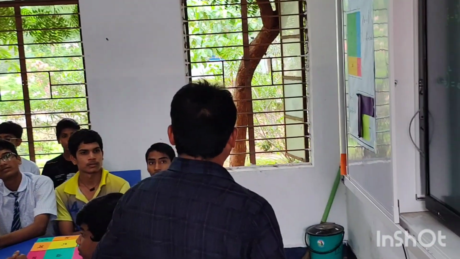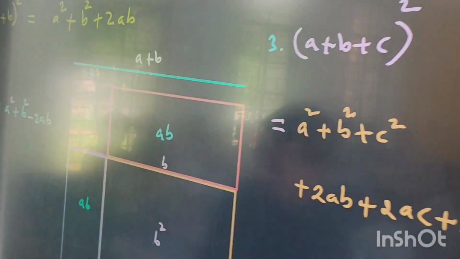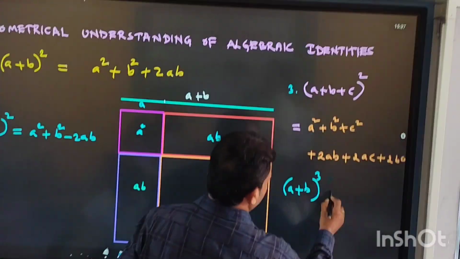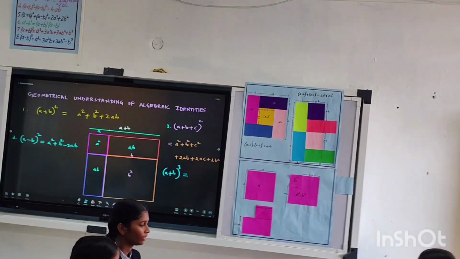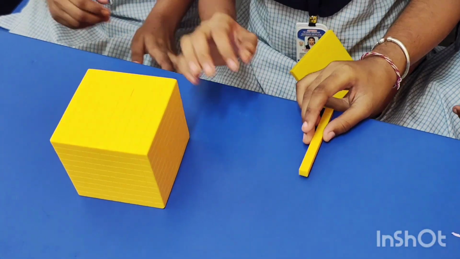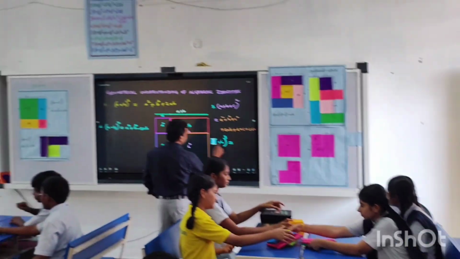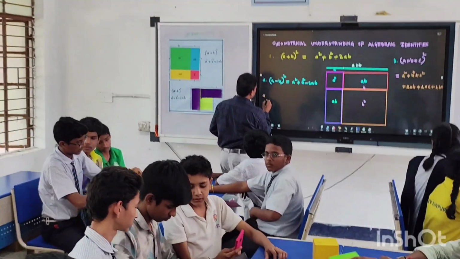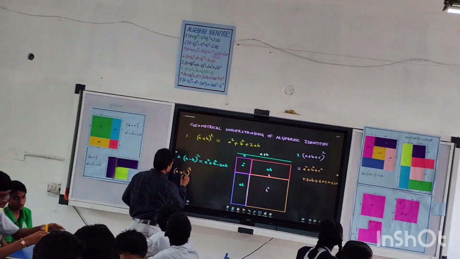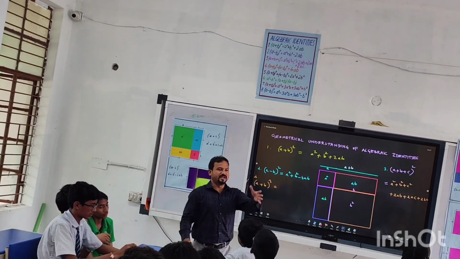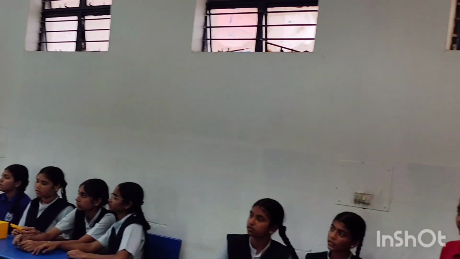So what is it? A plus B whole cube. Right. What is A plus B whole cube? Take out the cubes. Here we have A plus B whole cube. This is the fourth one. Tell me what is A plus B whole cube?